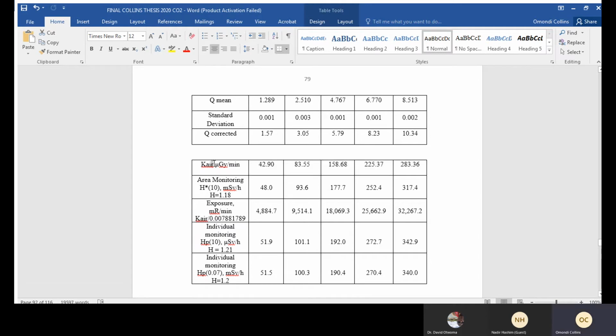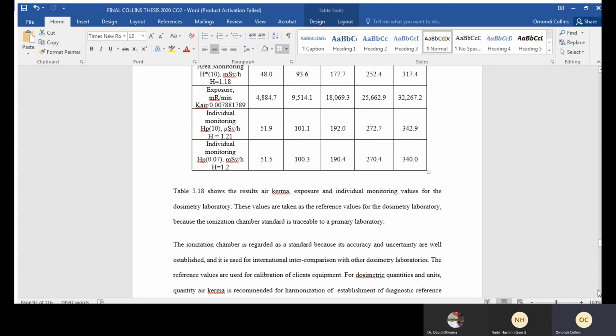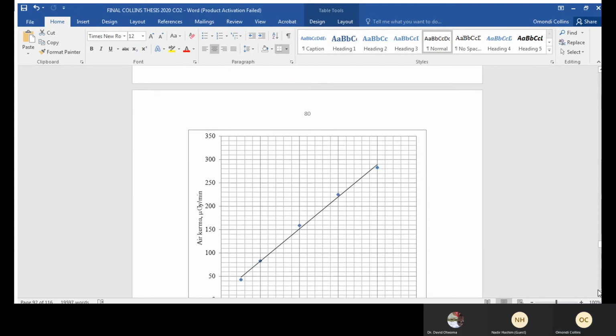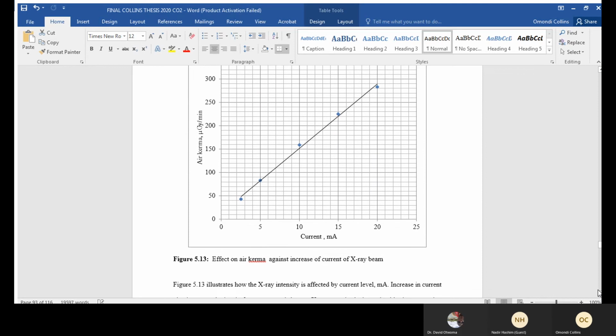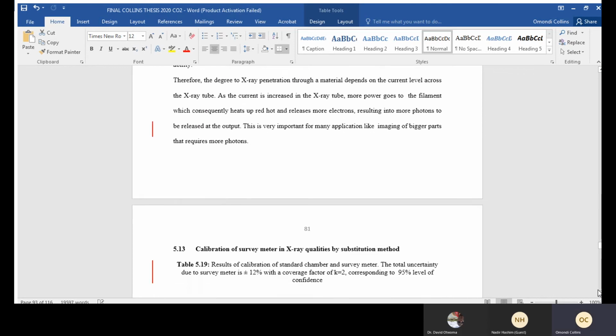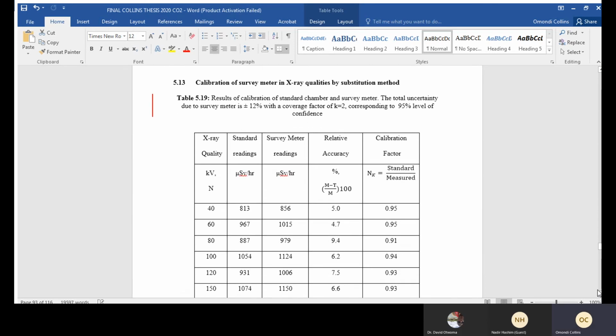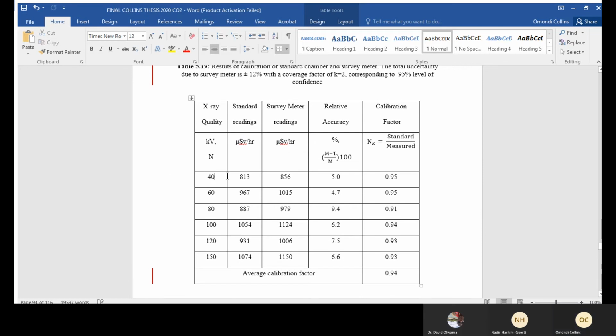So using this value for the experimental results, I do the same for the survey meter. For the survey meter, here it is, at 40 kilovolts all the way to 150. Then these are the results for the reference for the survey meter. Then these are the deviations from 5 to 6.6.